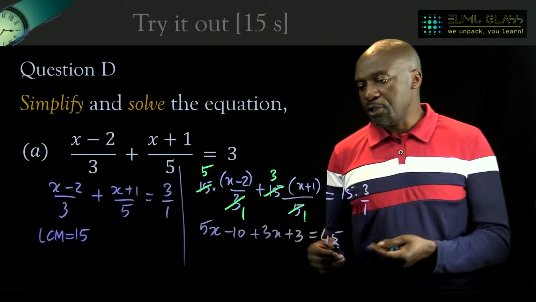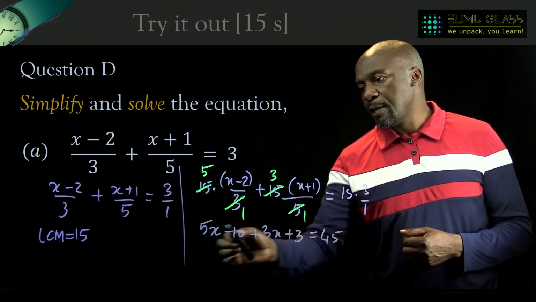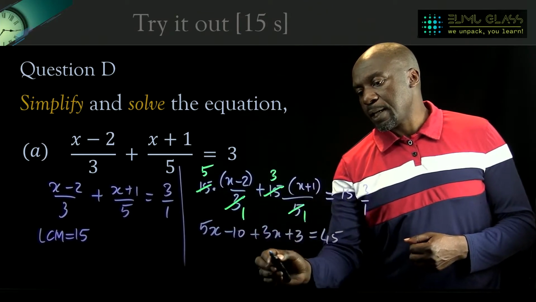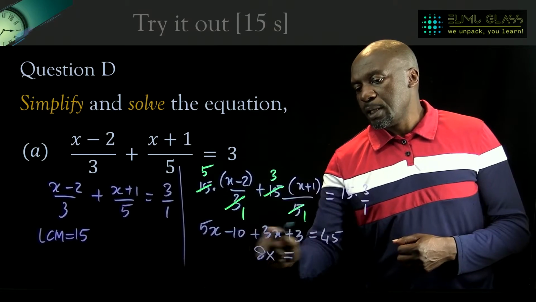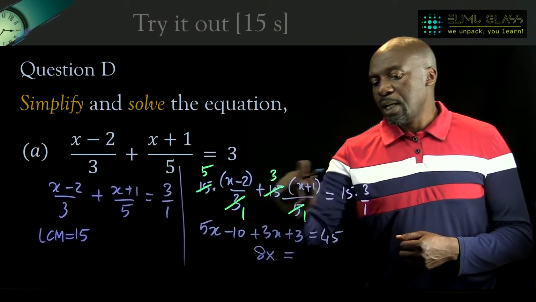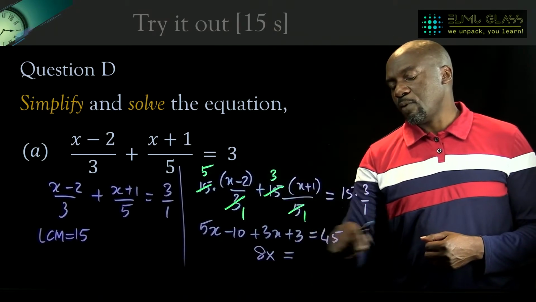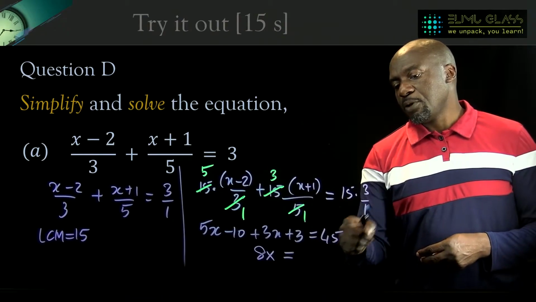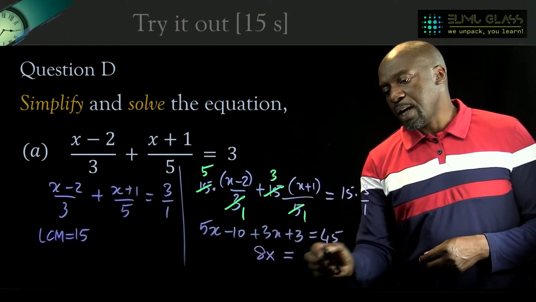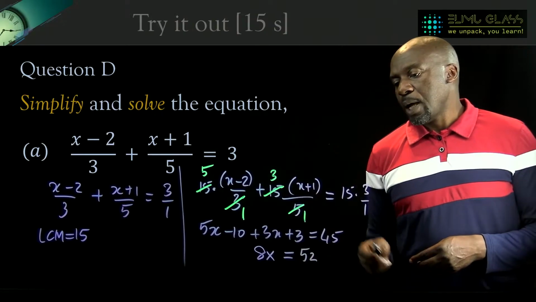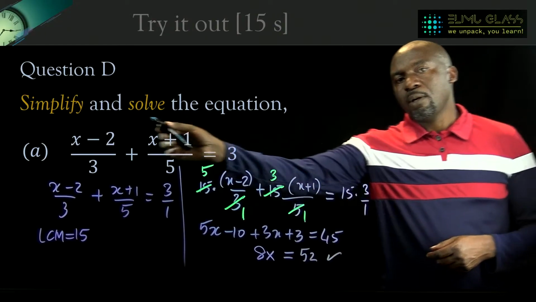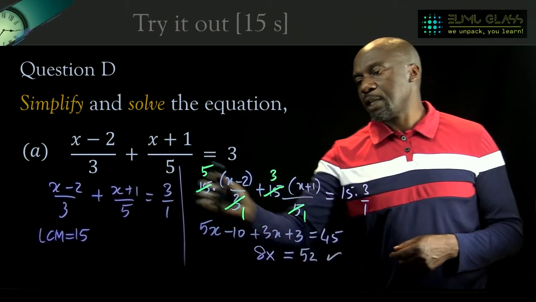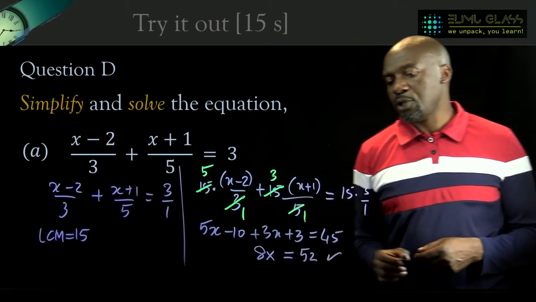All right, rearranging and collecting the like terms together, 5x plus 3x is 8x, must be equal to 45, and this gives me negative 7. Negative 7 goes to the other side of the equal sign, becomes positive 7. Positive 7 plus 45 is 52. So this is simplifying. First part, we've simplified the expression so that it's just a linear equation like that.